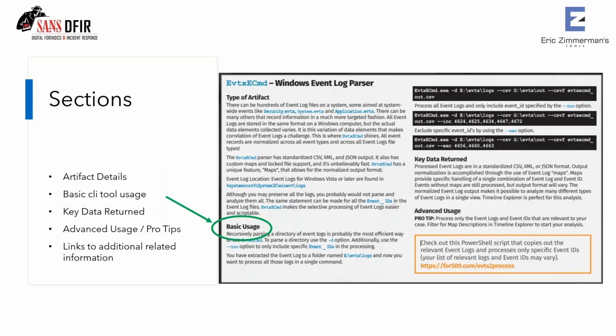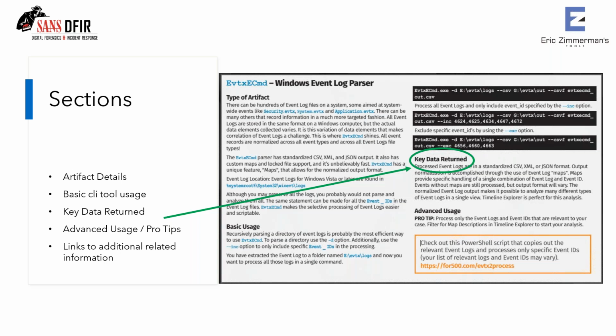Then basic usage of the tool. How do I run it against a single file? How do I run it against a directory? What are the common options that I may wish to use for this specific command? And then key data return. So what should I expect this tool to return to me, either on the screen or in some output format that we have selected on the command line?